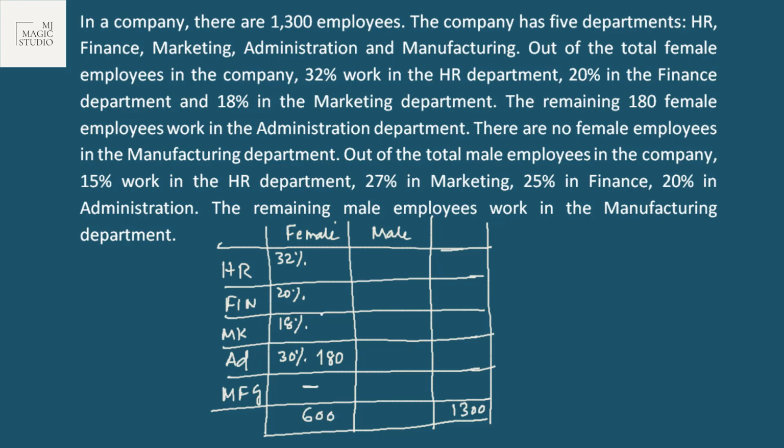Now we can calculate everything. 32 into 6 is 192. 20 into 6 is 120. And 18 into 6 would be 108.